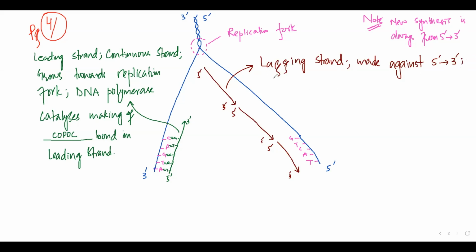And this is the lagging strand. Lagging is the one which is made away from the replication fork.